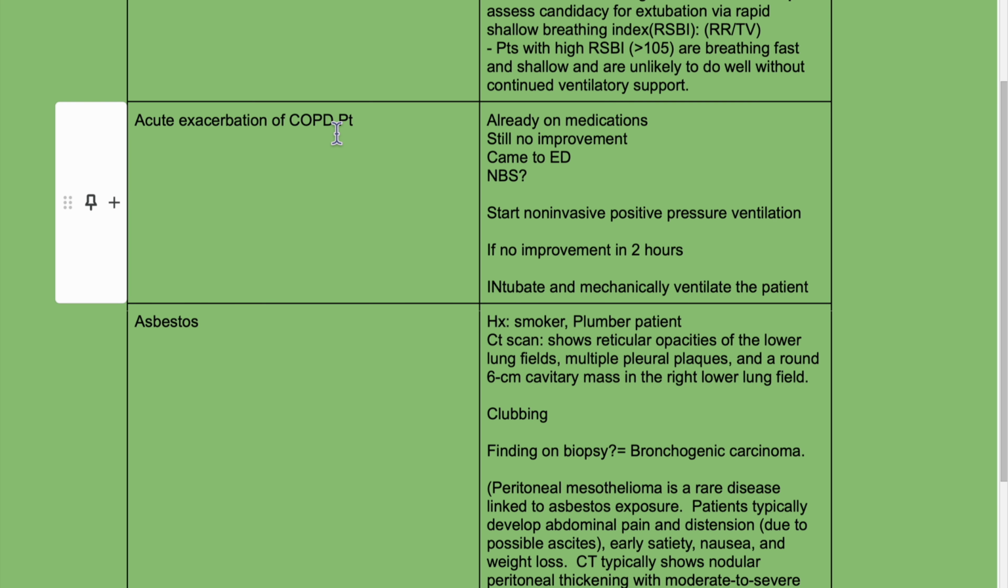Acute exacerbation of COPD patient. Already on medications, still no improvement, right? So if there's acute exacerbation of COPD, who were already on medication but didn't see any improvement, they came to the emergency department. Next best step, what is it? You start non-invasive positive pressure ventilation. If no improvement in 2 hours, then you intubate and mechanically ventilate the patient.